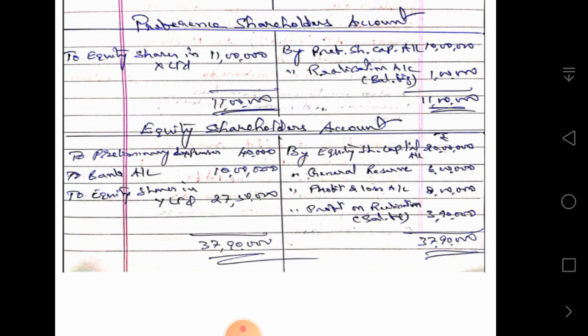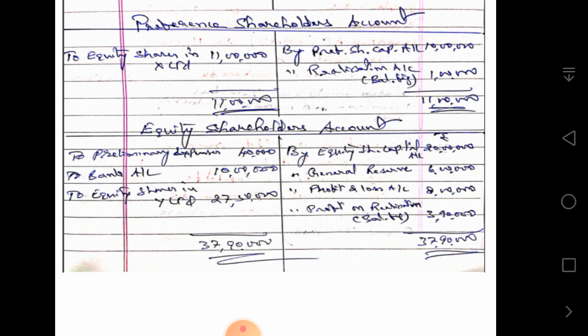Next, preference shareholders account. Preference shareholders account to equity shares in X Limited, 11 lakh, by preference share capital account 10 lakh and realization account 1 lakh, the balancing figure, because 1 lakh premium is paid on the 10 lakh. So 11 lakh was due, 10 lakh of their capital and 1 lakh of premium, and it is paid to them in the form of equity shares. So 11 lakh is over.